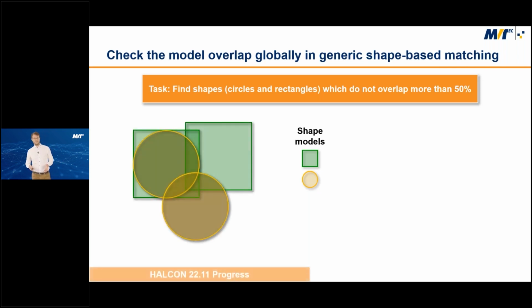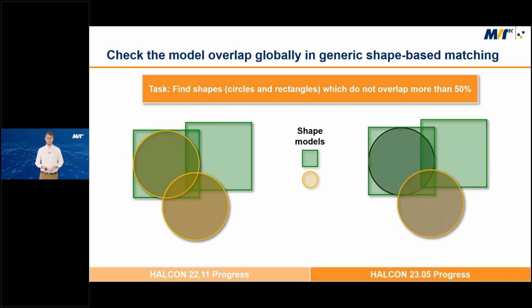In HALCON 2011 progress, this was not possible globally. So if you now try to find this and just set a max overlap, it just checked the max overlap within your model. So the two circles don't overlap more than 50%, so both are found, and the two rectangles don't overlap more than 50%, so they are found. But you want to check in between the models, so globally. And for example, here, the one circle is fully within the rectangle, so we don't want this model to be found. And now you can set the parameter global max overlap enable.